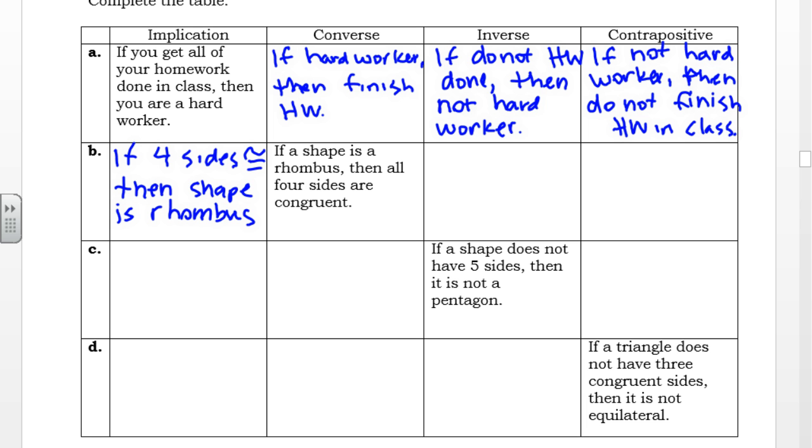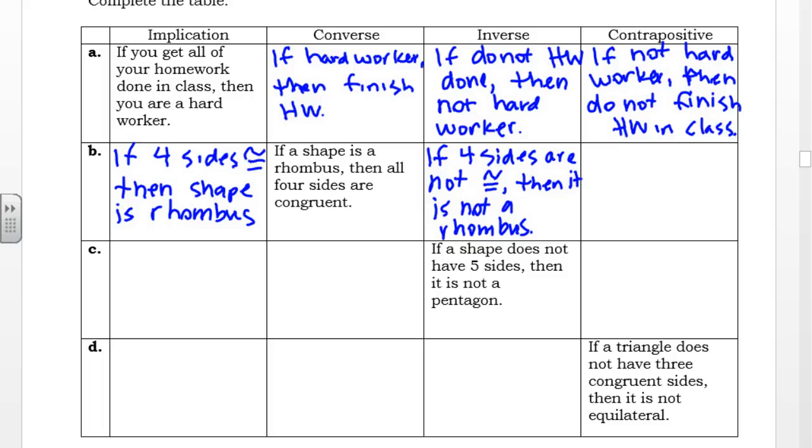The inverse would be adding nots to the implication. If four sides are not congruent, then it is not a rhombus. And the contrapositive would be if we took the converse and added nots. So if a shape is not a rhombus, then the four sides are not congruent.